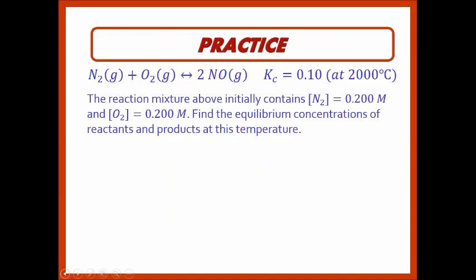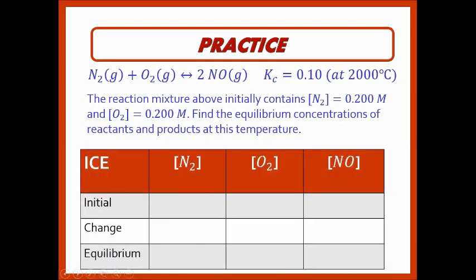So let's consider the reaction where N2 gas plus O2 gas forms 2NO gas and Kc is equal to 0.10. The reaction mixture above initially contains a concentration of N2 equal to 0.200 molarity and a concentration of O2 equal to 0.200 molarity. We're asked to find the equilibrium concentrations of the reactants and products at this temperature. So we're going to do this using an ice chart.